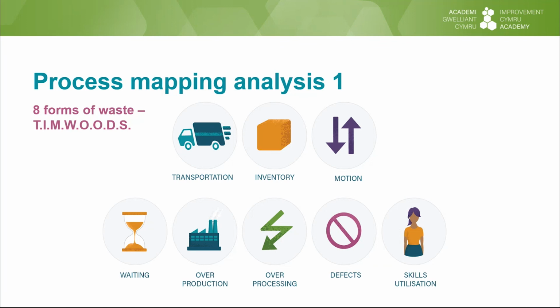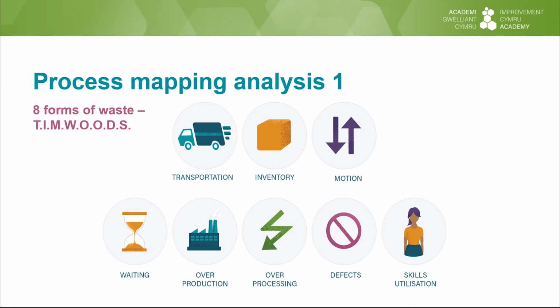There are 8 forms of waste we can look for in processes, and an acronym to remember these is TIMWOODS. This is essentially responding to the questions what, who, where, when, how. So transport might look at moving people, products and information. Inventory might consider, are we storing kit and documentation ahead of requirements? Motion could include unnecessary bending, turning, reaching and lifting. Waiting might think about unnecessary waits for information, instructions or equipment.